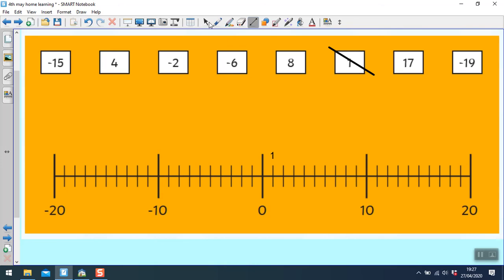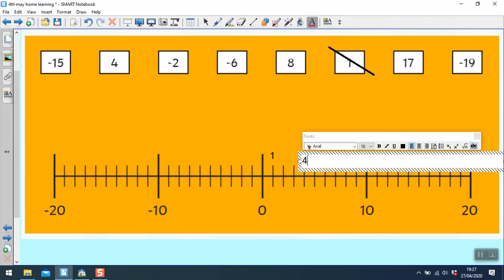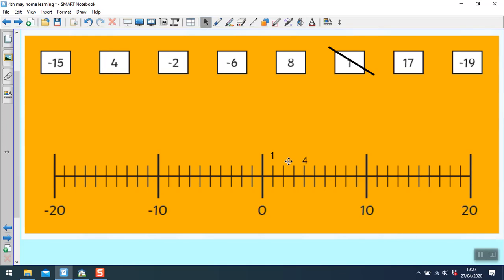Let me do another positive number. Let's do number 4. If this is 1, that's 2, that's 3, that's 4. So there we go. I've done number 4. Next number I'm going to do is 8. So 4, 5, 6, 7, 8, or it's just 2 less than 10, so that goes here. So I've done number 8.